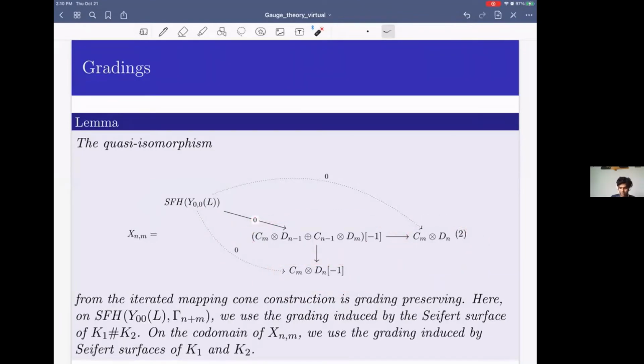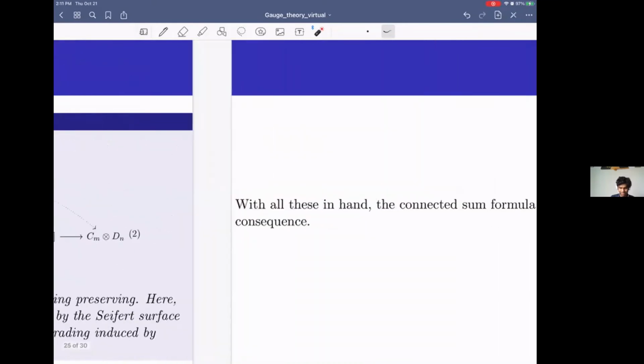So you see that here I have a shift. Because this is the domain of the derived tensor product, there is always a shift in the domain by -1. So we prove that all these maps are grading preserving with respect to the grading coming from the Seifert surfaces of the knot. And once we show this, the rest of the argument is just a formal consequence.